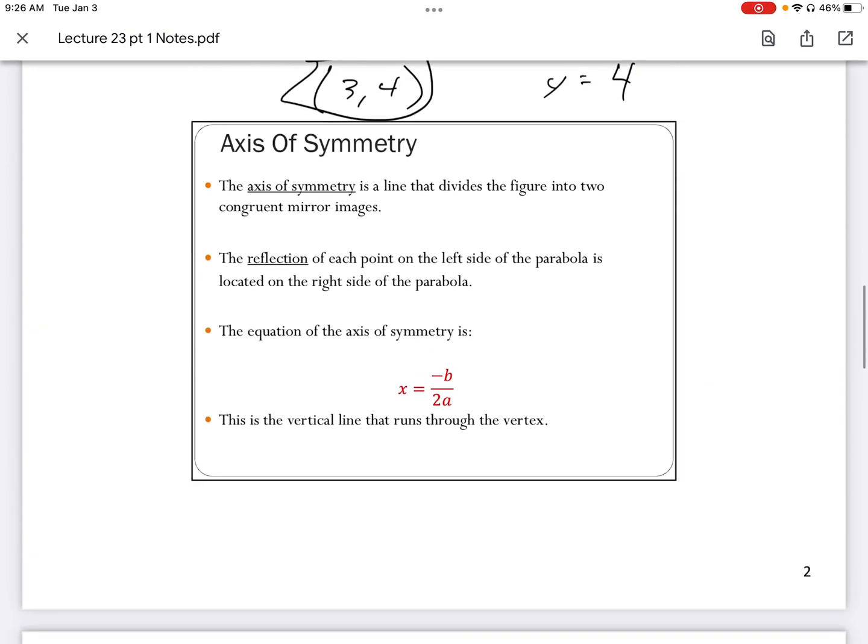Okay, next we have the axis of symmetry. The axis of symmetry is a line that divides a figure into 2 congruent mirror images. The reflection of each point on the left side of a parabola is located on the right side as well, and vice versa. The equation for the axis of symmetry is x equals negative b over 2a.